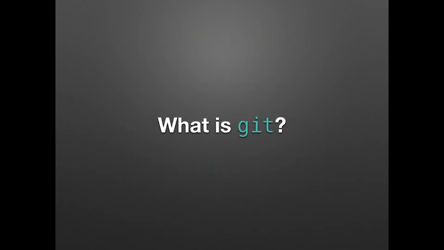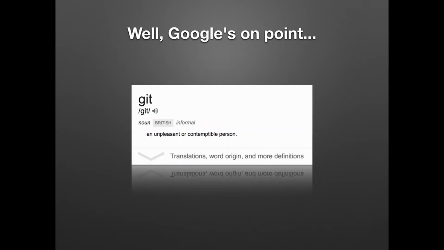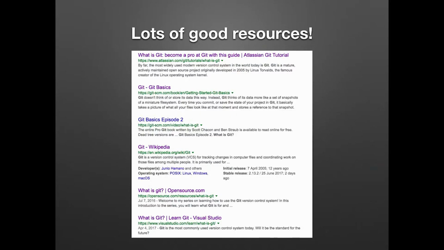So let's talk about Git. What is Git? Well, if you ask the dictionary, you get a very specific answer: a very unpleasant, contemptible person. Which is not entirely wrong for most of the times I use Git. The good news, though, is that Git is really popular. It's the most popular version control system there is right now.